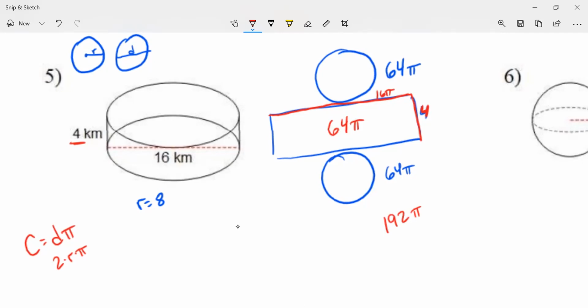Okay, so I know I've been told before, use 3.14 for pi. So I'm just going to go 192 times 3.14. According to my calculator, it says 602.88.